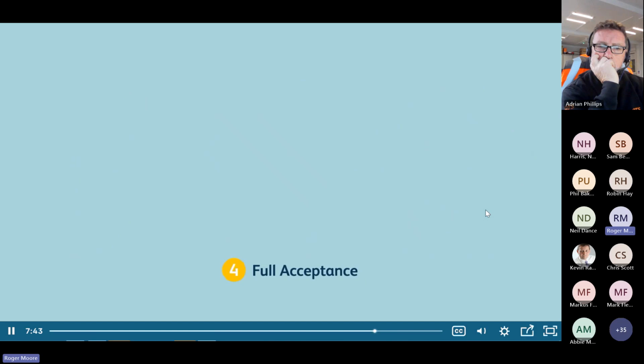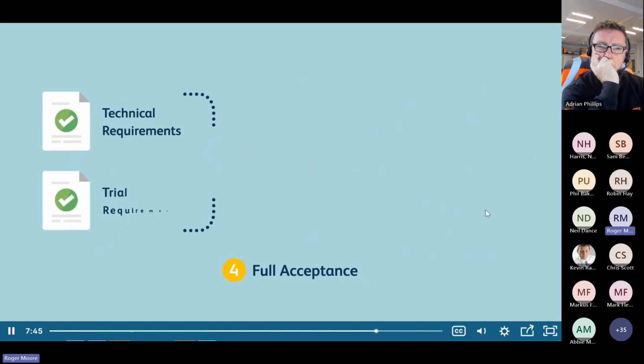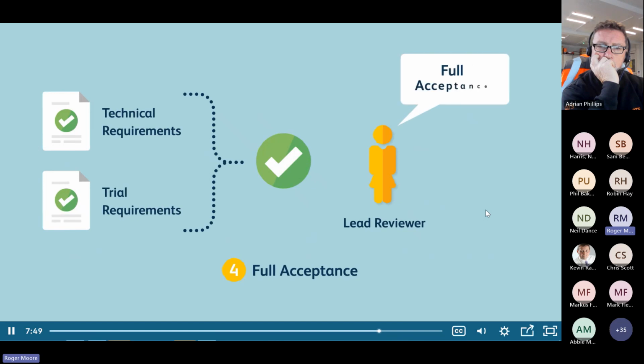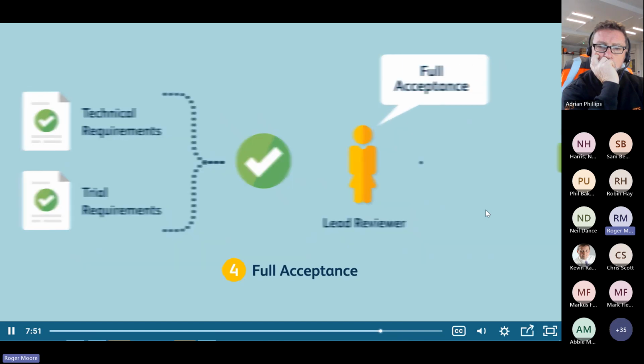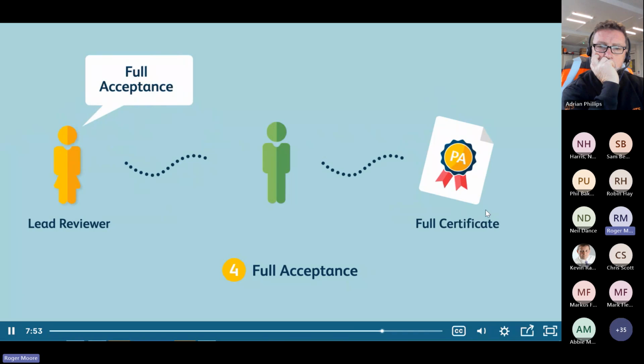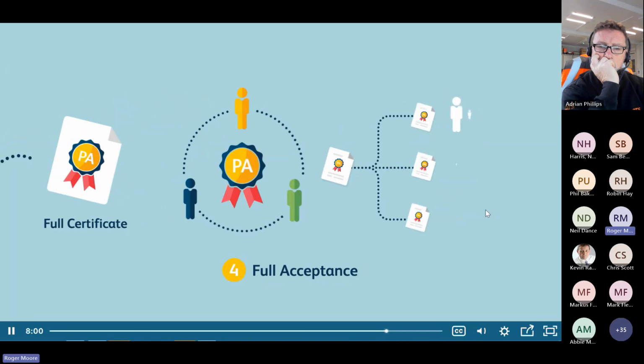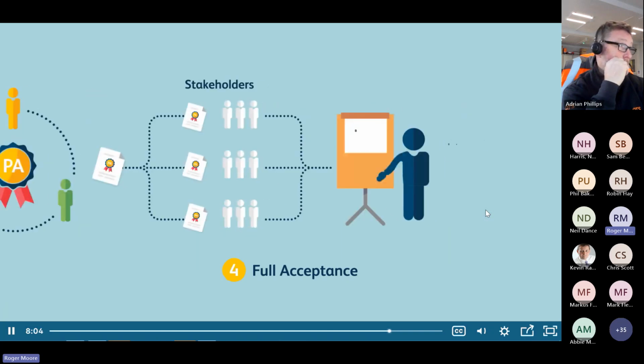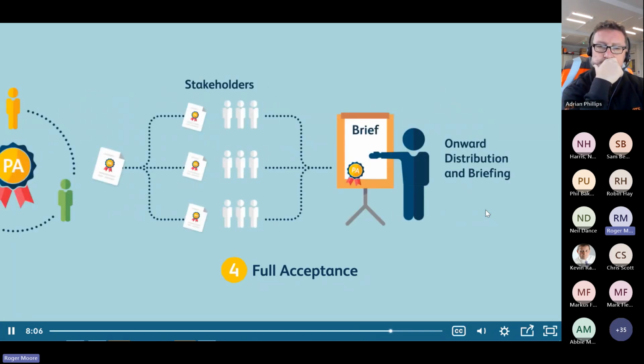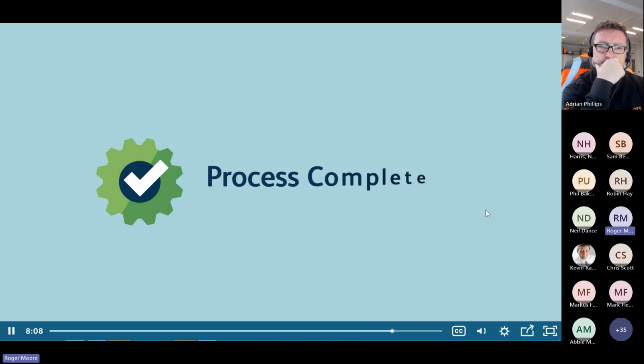Full acceptance. When all technical, trial and any DFR requirements have been met, the lead reviewer will recommend full acceptance. A full certificate will then be endorsed by the relevant network technical head for distribution by the product acceptance team to all relevant stakeholders for onward distribution and briefing. The process is then complete.